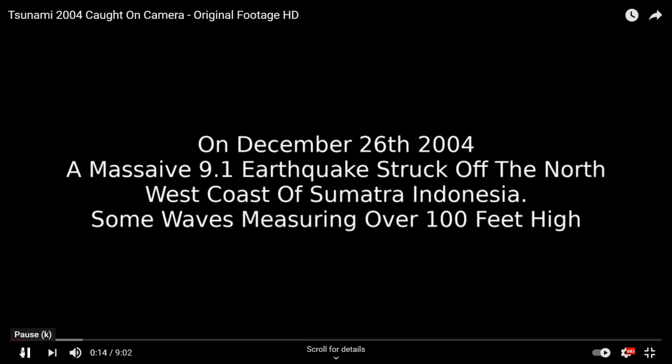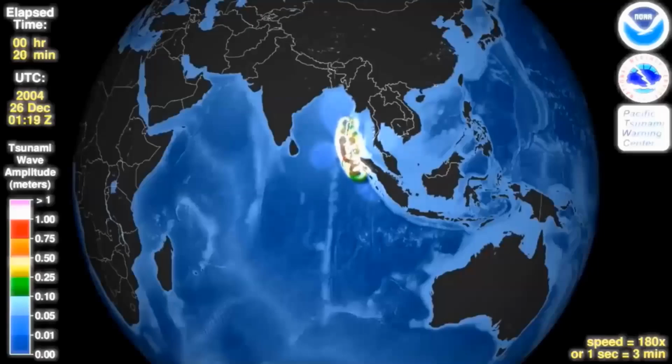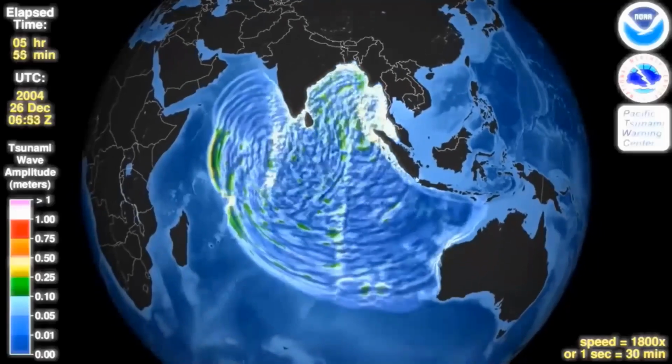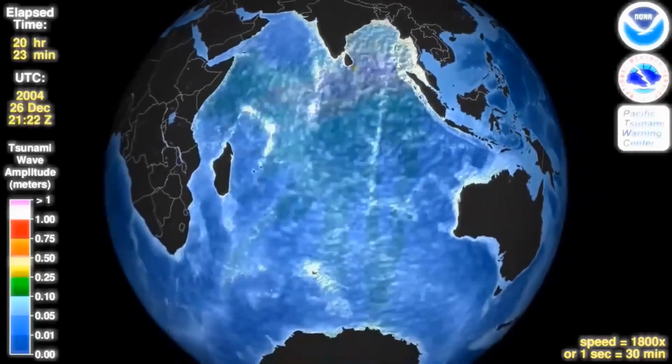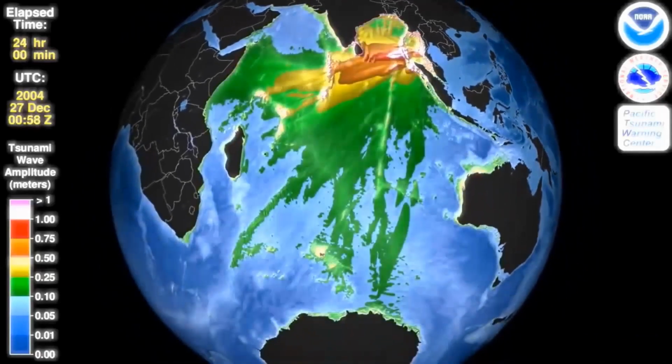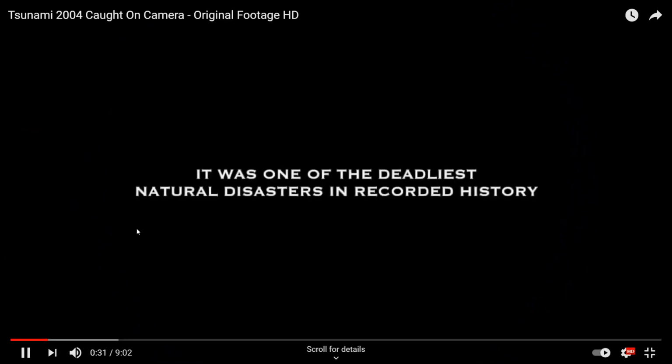In 2004, they're saying this was in Indonesia. It was a major earthquake, one of the deadliest natural disasters in recorded history.